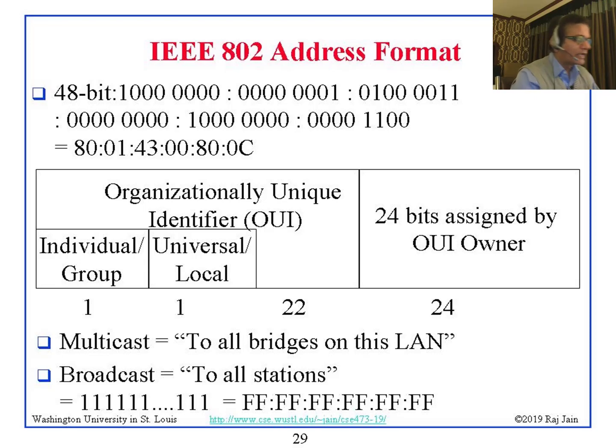All right. Now there are two addresses which I should indicate: multicast. There are lots of group addresses, and group addresses mean multicast. For example, an example of multicast is to all bridges on this LAN. So I am sending this packet to all bridges.